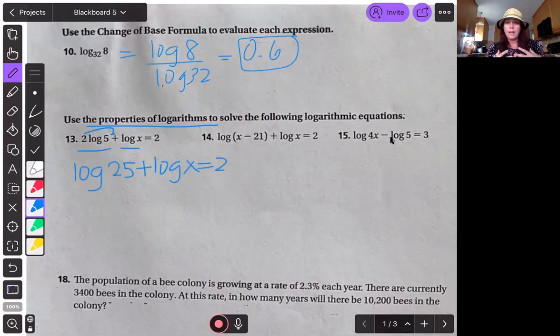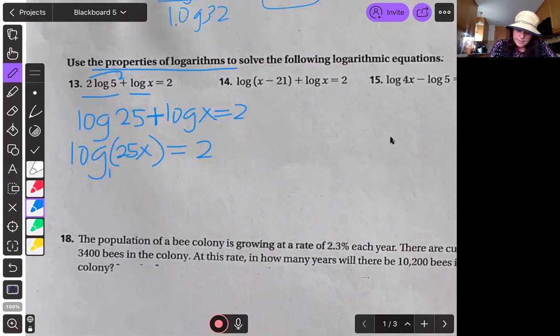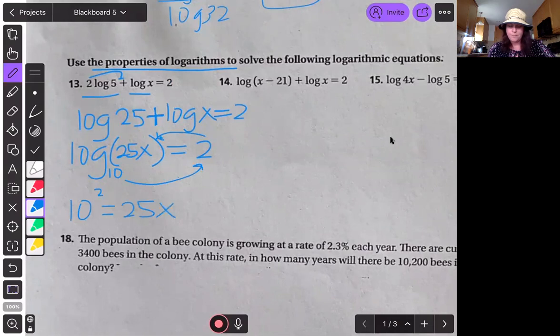Now we're going to combine those 2 logs into one single log. If you remember, if it's plus in between the logs, we combine this as 25 times x equals 2. Now when solving these, I always said this was the hardest step for people because they forget what to do. There's a base 10, and we're going to rewrite this in its exponential form. We're getting rid of the log by doing 10 squared equals 25x. So 10 squared is 100 divided by 25. x equals 4.